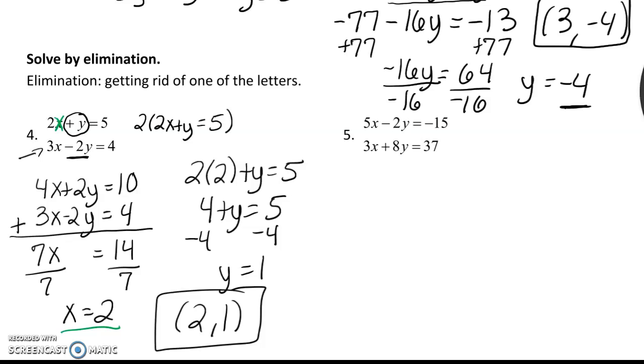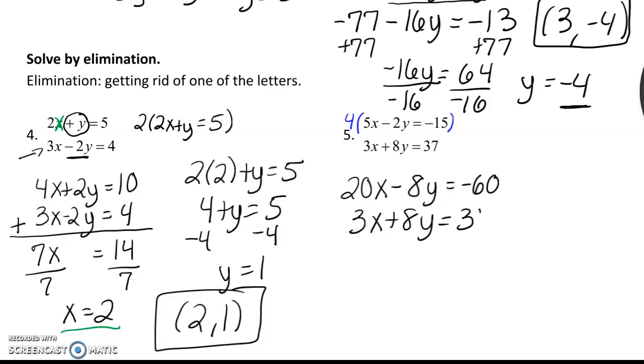All right, so for the second problem here with elimination, when we look at the x's, we have a 5 and a 3. So those are not the same number but opposite. And when I look at the other one, I have a negative 2 and an 8. Those are not the same but opposite. But I would be able to make that happen if I multiplied this entire first equation by 4. Okay, if I do that, I end up with 20x minus 8y equals negative 60. And I'm going to leave the second equation alone.